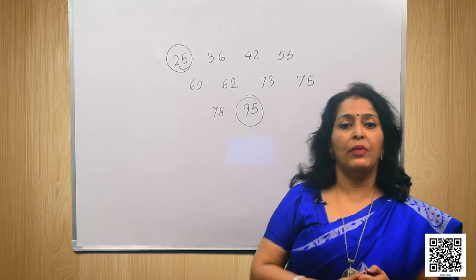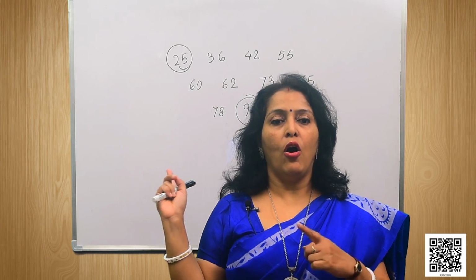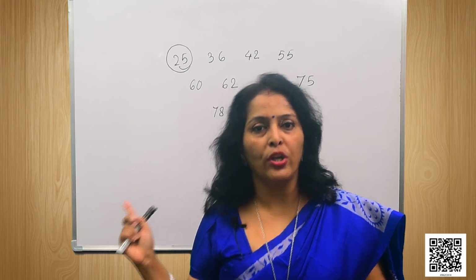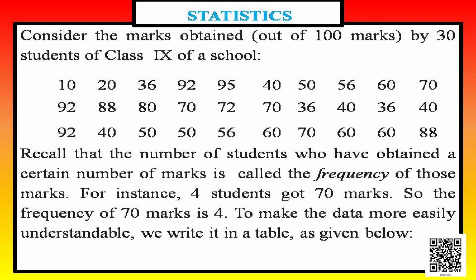So this is giving me the data, or we call it, the raw data. Now we come to the next example, example 2, which is an example of your group data. The example says, consider the marks obtained out of 100 marks by 30 students of class 9 of any school, and the marks are given below.